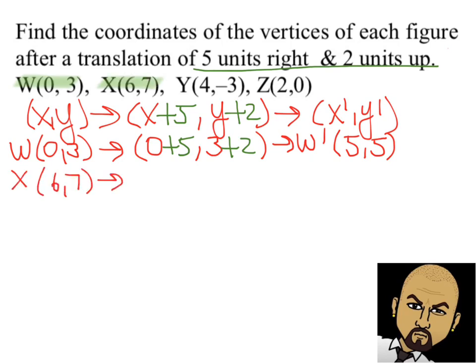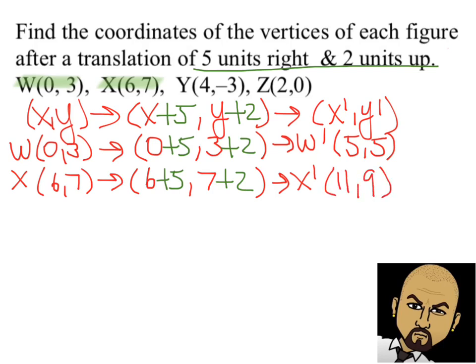Let's go ahead and start with vertex X. We start off with the ordered pair 6, 7. We're going to take the original X value, which is 6, and since we're going 5 units right, we're going to add 5 to it. Then we take our Y coordinate and go 2 units up. So we start off with the original value of 7, and we add 2 to it to make up for the 2 units up. And X prime is going to be the ordered pair 11, 9, because 6 plus 5 is 11, and 7 plus 2 is 9. And we're going to do that with all the rest of the coordinates.